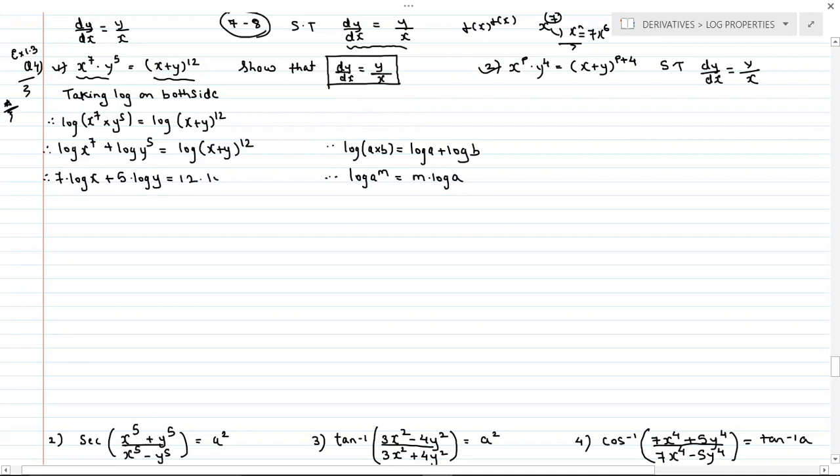12 into log x plus y. Okay, so here if you stick with this regular method, what will happen? Here you will get a number, and basically when you see this, we don't require the number as a power, or as a coefficient also.